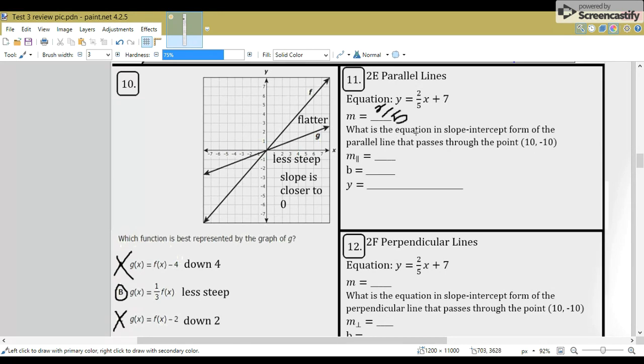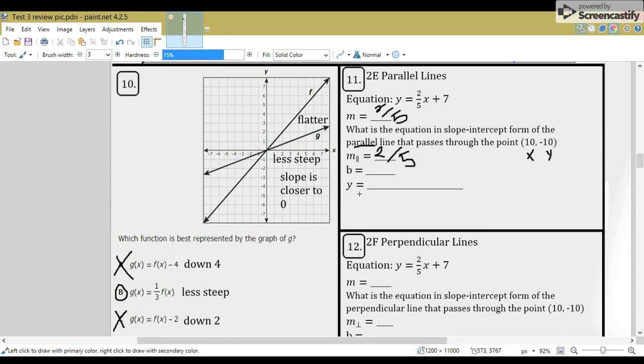What is the equation in slope-intercept form of the parallel line that passes through the point 10, -10? Some of your copies might have a different point. Go ahead and cross that out and change it to 10, -10. So remember, parallel lines have the same slope, so your slope is still 2/5. Now we need to solve for b.